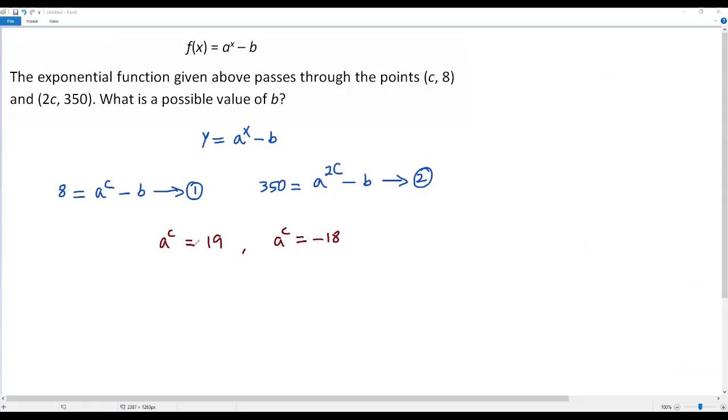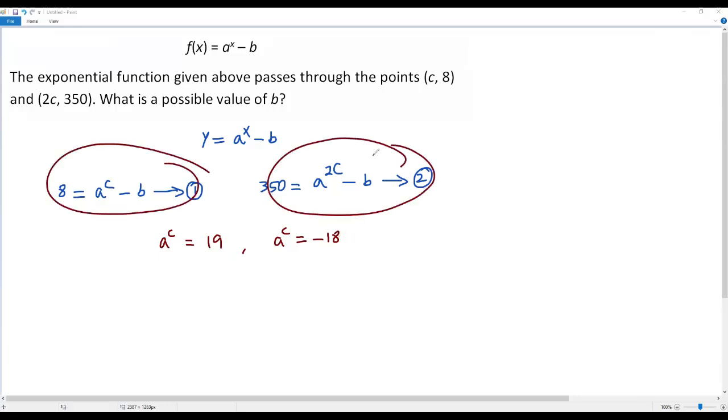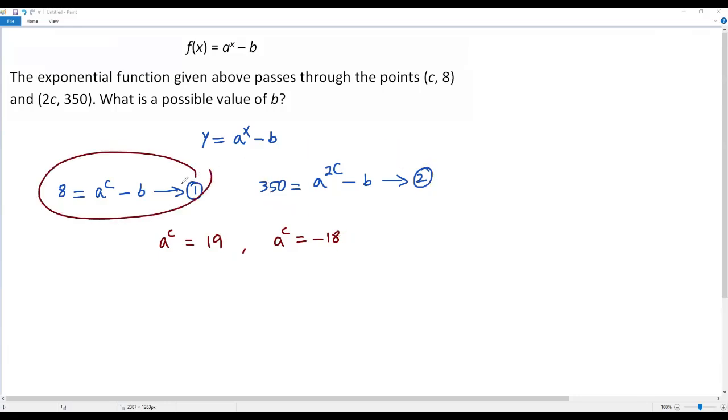Okay, now we have to plug in these two values of a to the power of c into one of these two equations over here. Let me use the first equation, because if I want to use the second equation, I have to write this a to the power of 2c as a to the power of c the whole squared. Then when I plug in 19 for this one, it has to be squared. So it will take some additional work. Better we use the first equation. It will be easier for us. So when I plug in this 19 and negative 18 for a to the power of c, you'll be able to solve for b, because our aim is to find a possible value of b.